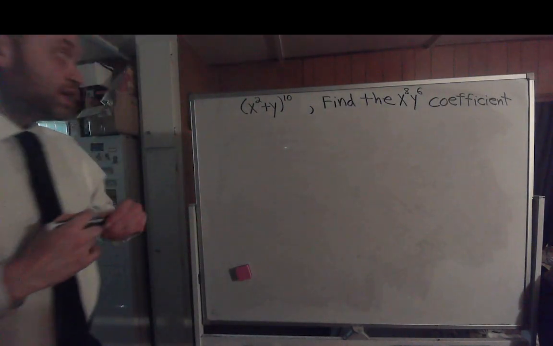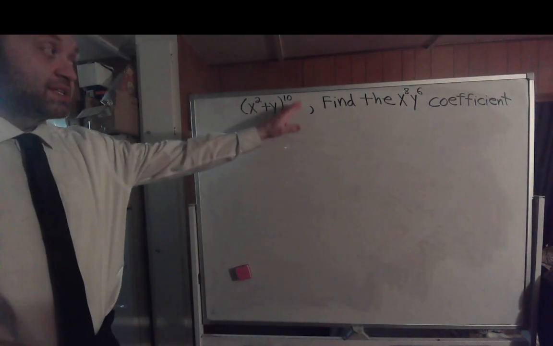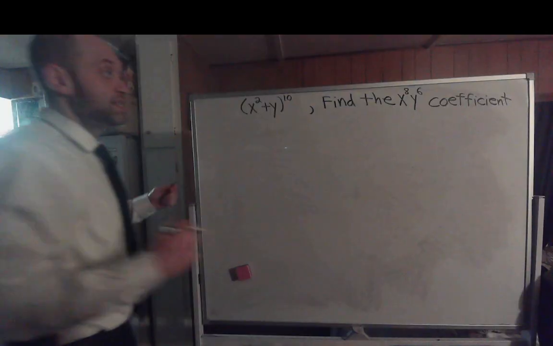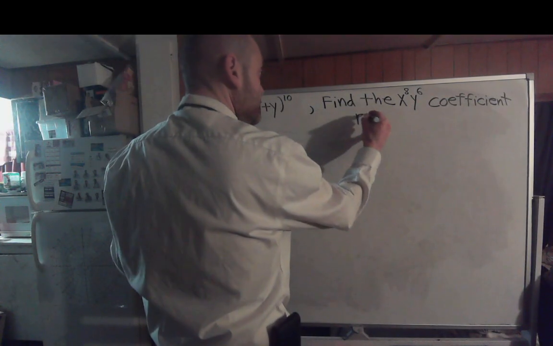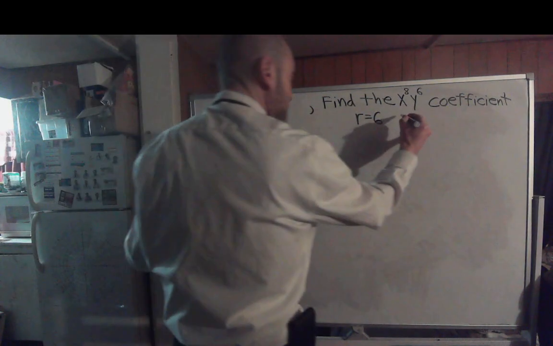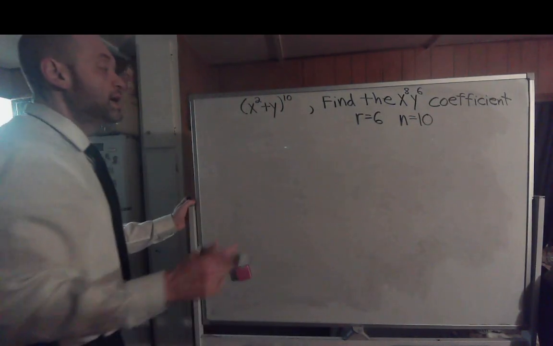All right, so we are given the quantity of x squared plus y raised to the 10th power. Find the x to the 8th y to the 6th term. Well, it's definitely clear that our r is 6, right? The n is 10, which, if that helps, that's the degree it's raised to, okay?